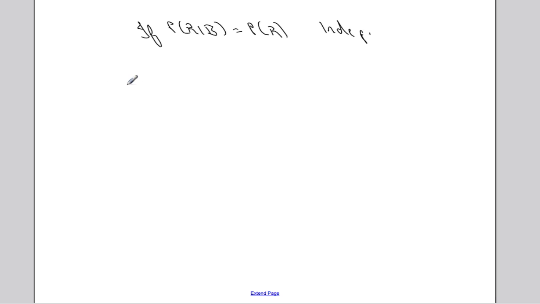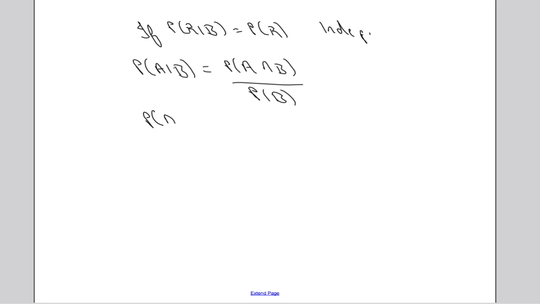So the multiplication rule then looks like this. We know that the multiplication rule says that the probability of A given B equals the probability of A intersection B divided by the probability of B. That's our multiplication rule from before. But if red given blue is the probability of red, we can apply that to our A and B. So if they're independent, then the probability of A given B is the same as the probability of A. That has to be the same if they're independent.